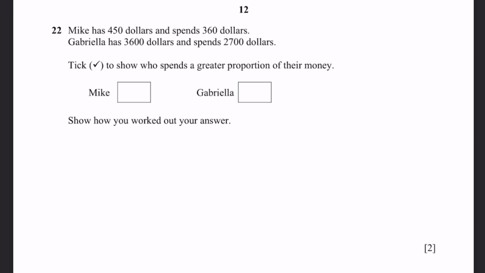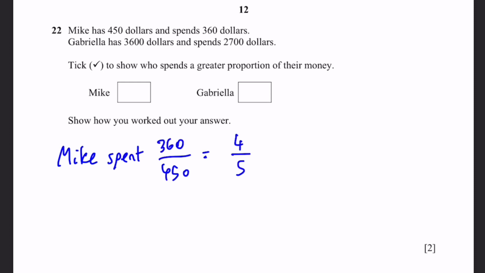Mike has $450 and spends $360. Gabriela has $3,600 and spends $2,700. Work out to show who spends a greater proportion of their money, Mike or Gabriela. Show how you worked out your answer. So Mike spent $360 by $450, which is equal to 4 by 5 of his money.